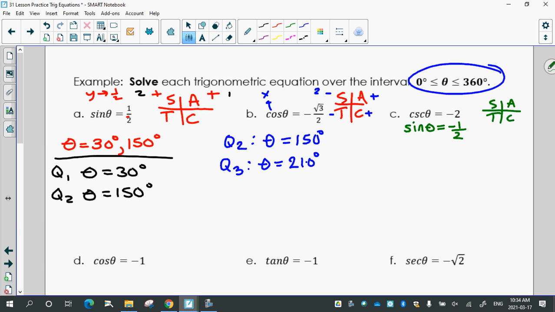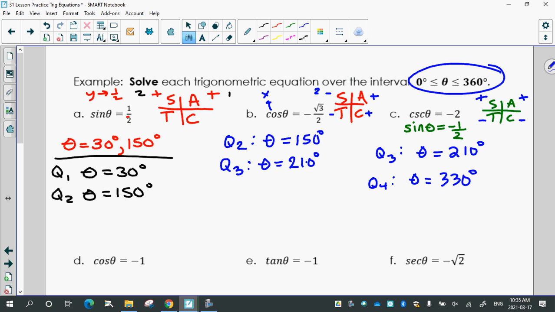Now I can use the CAST rule. CAST tells me where things are positive, so sine is positive here, where all of them are positive, and here, but we're looking for where it's negative this time. So I'm going to have a quadrant 3 answer and a quadrant 4 answer for theta. In quadrant 3, sine is the y value. Where's the y value negative 1/2? Yes. And in quadrant 4, where is the y value negative 1/2? 330.